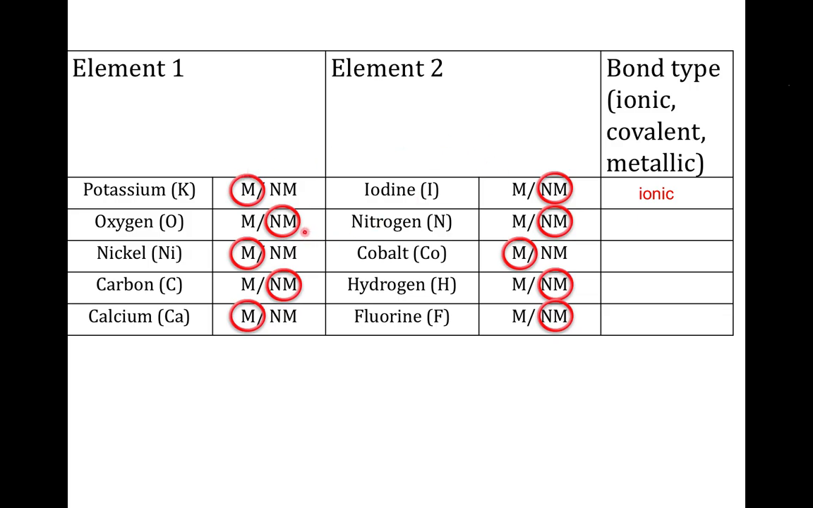When a non-metal bonds with a non-metal, we get a covalent bond. When you have a metal and a metal together, you get a metallic bond. Okay, this would be what we would call an alloy. So you can really determine the type of bond just by where the two elements are on the periodic table. Very simple, right?